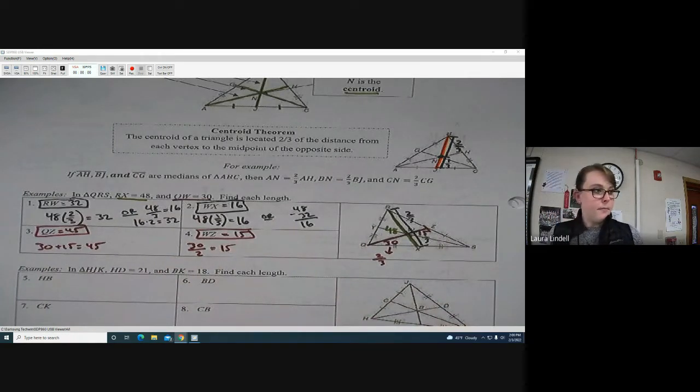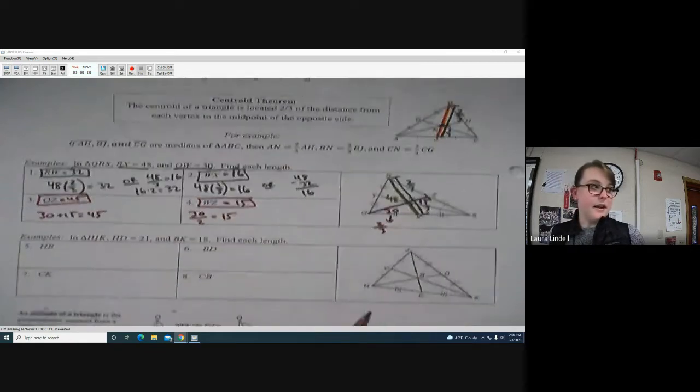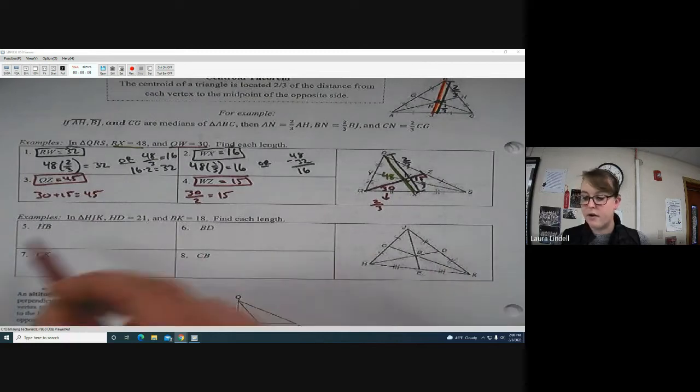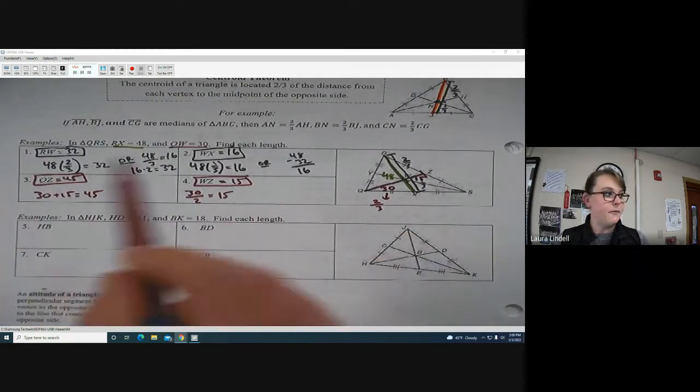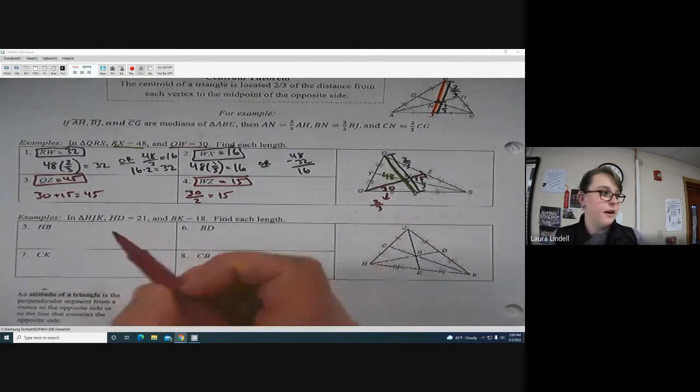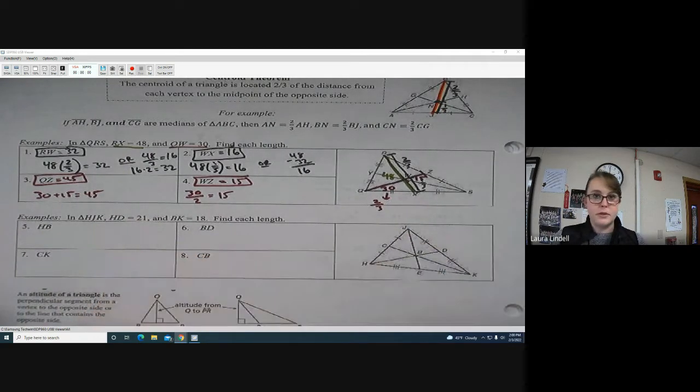Okay, so the next section down here is the same kind of problem. So take a couple minutes, pause the video for a sec, try these 4 on your own. They follow the exact same pattern that the first 4 did. Label on your picture the things that you're given. Figure out if you're multiplying by 2/3 or 1/3, or if you're dividing it by 2, depending on whatever you have. And then unpause the video and come back and we will go over these.